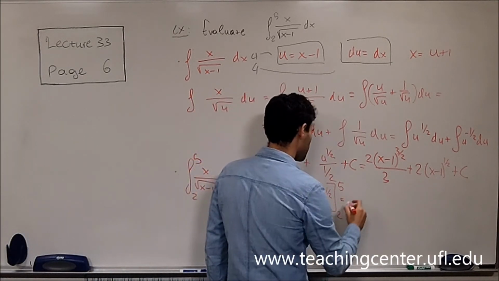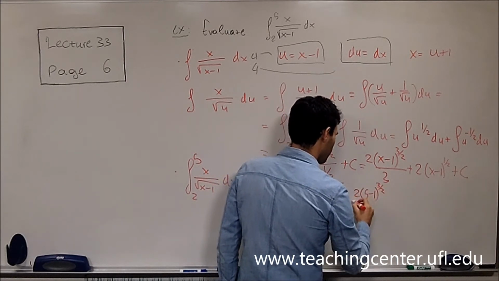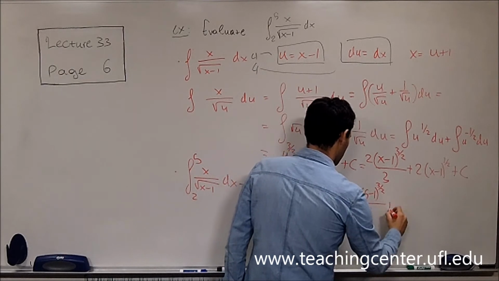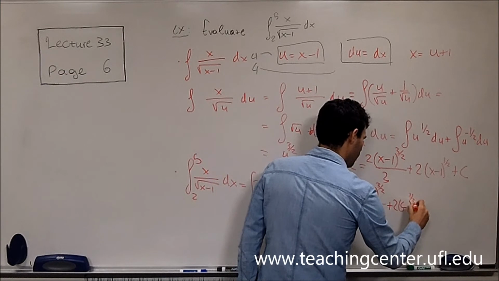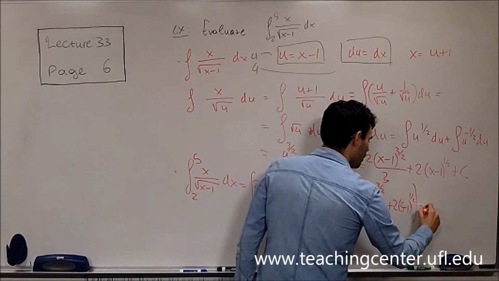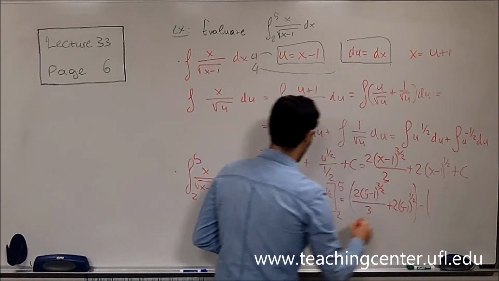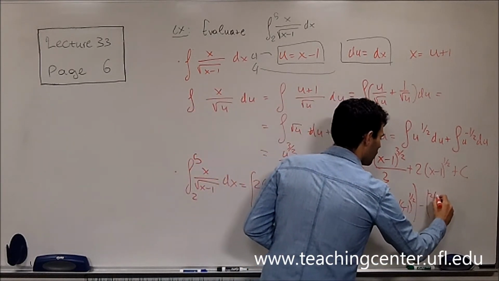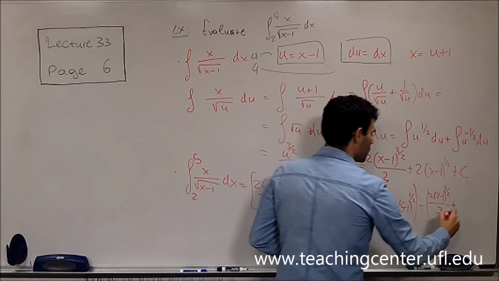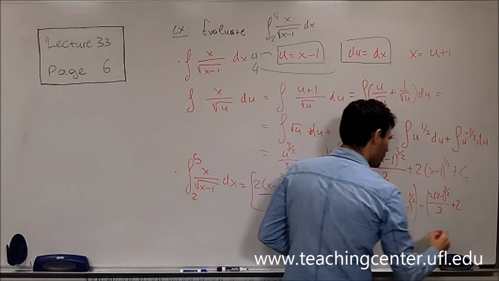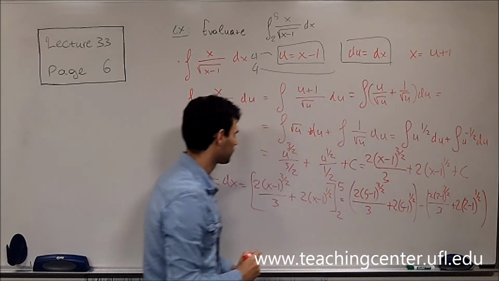So what we get is, first term, 2 times 5 minus 1 to the 3/2 over 3, plus 2 times 5 minus 1 to the 1/2. All right, so that's the first term. Minus, we'll have to plug in 2 here. So 2 times 2 minus 1 to the 3/2 over 3 plus 2 times 2 minus 1 to the 1/2. All right, so that's your second term.